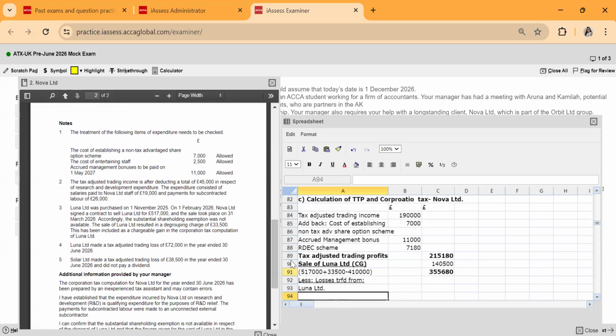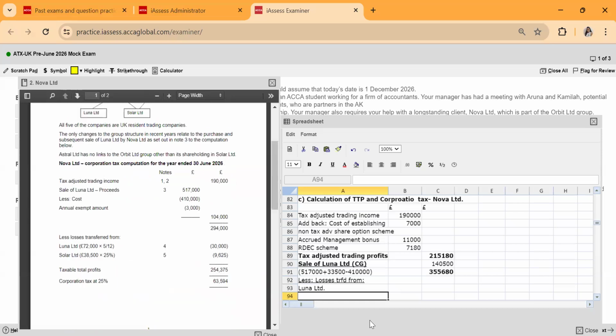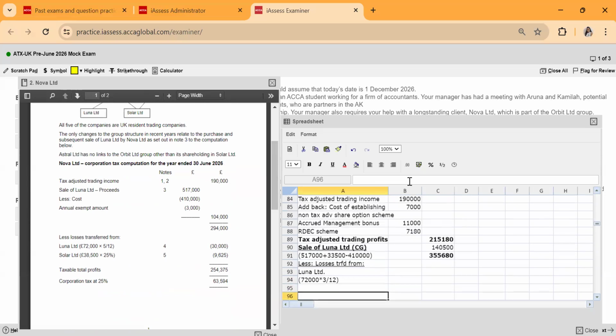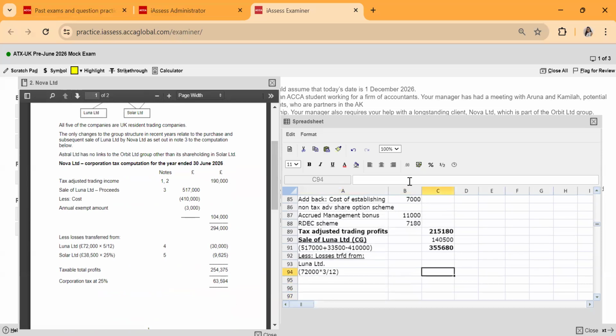So instead of taking 5 months, that was given here, now the losses we will just take for 3 months. That's the change. So here I will do the working and I will write 72,000 multiplied by 3 by 12. I hope now you're clear why. You will give it as a note because Luna Limited was purchased in November and sold in February. So it was only there in the group for 3 months, right? So here I will reduce the loss. 72,000 multiplied by 3 by 12.